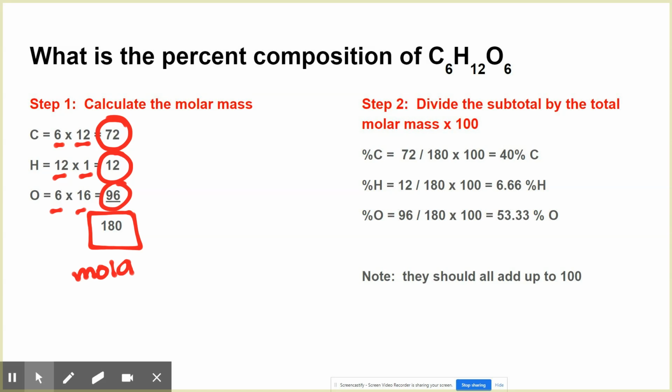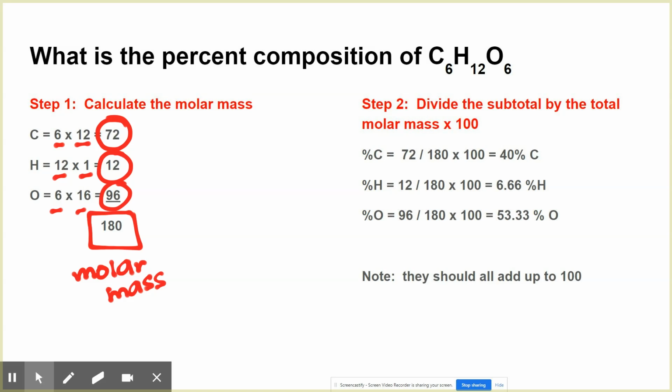Sometimes we just call it the grand total. So in some of our notes, you might have written it down there as the grand total. So subtotals and the molar mass or the grand total is the most important thing.